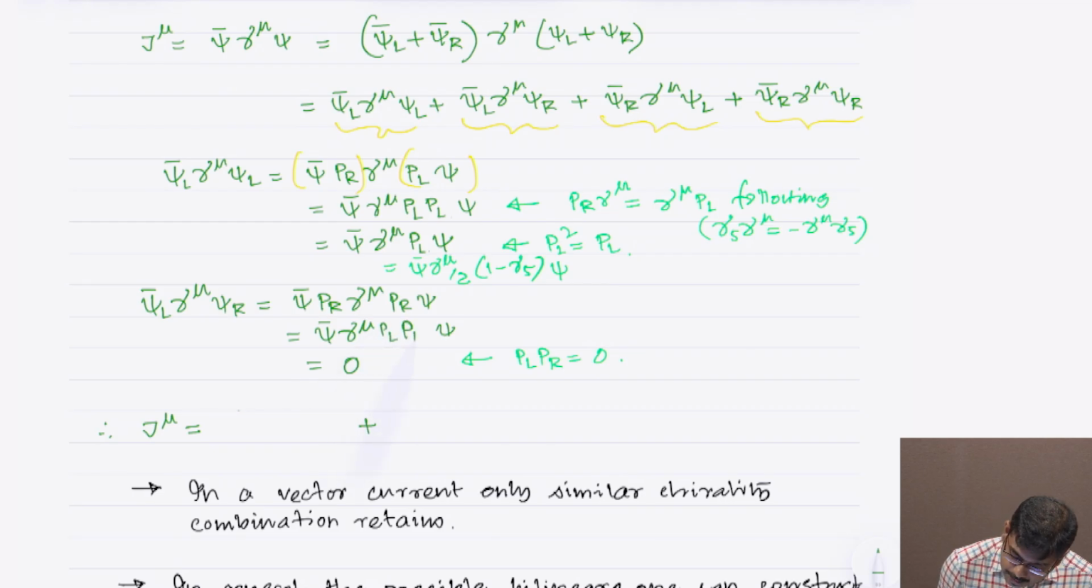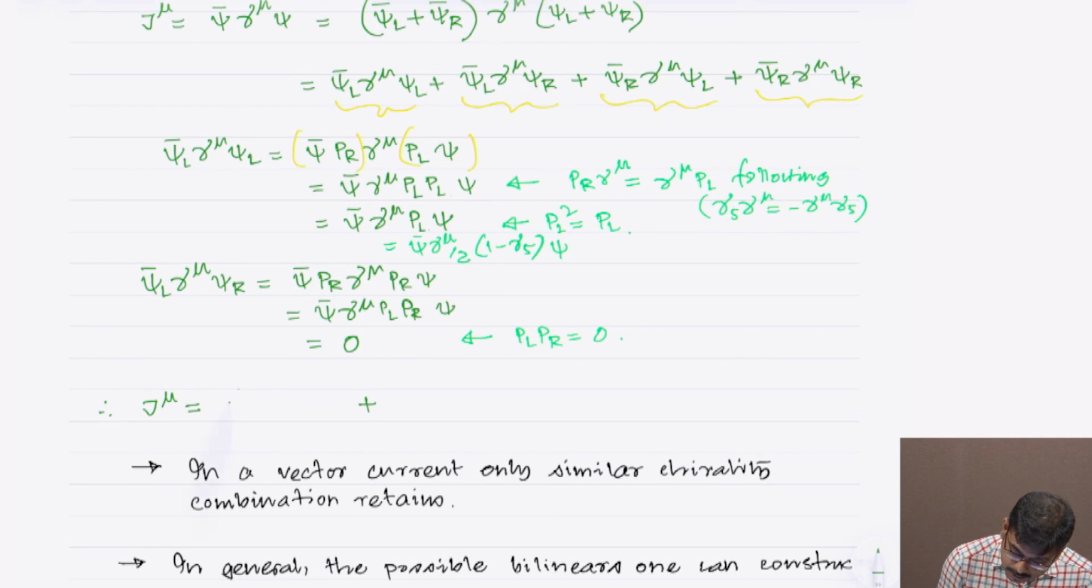So this is P_L P_R psi. Now P_L P_R is equal to 0, so this actually goes to 0. Therefore, out of these 4 different terms that we wrote in the chiral decomposition, there are only 2 terms which will be non-zero.